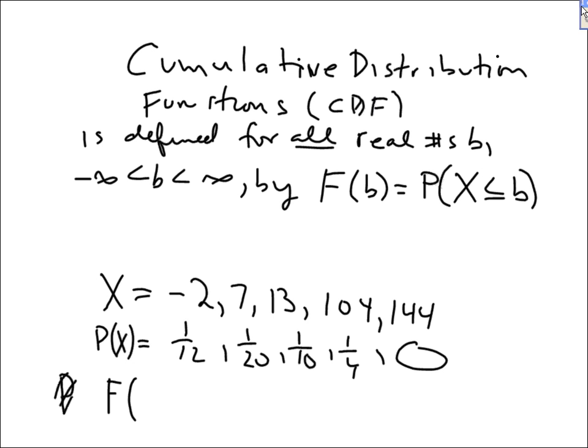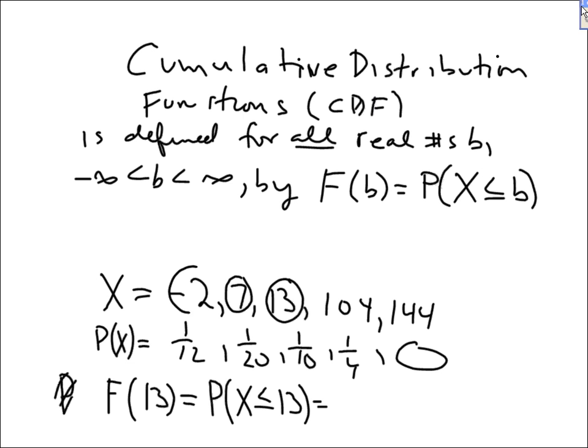F of 13, that is, by definition, the probability that the random variable is less than or equal to 13. Well, x can be 13, 7, or -2. This is nothing more than the probability that x is 13 plus the probability that x is 7 plus the probability that x is identically -2.